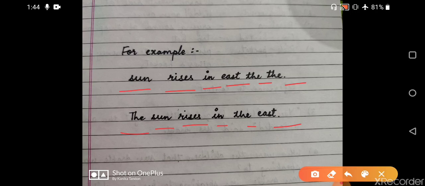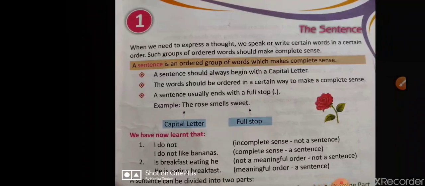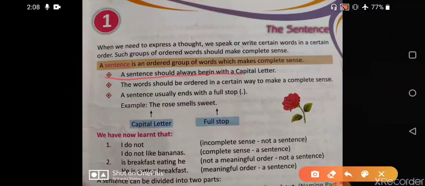The next things that we should always keep in mind is a sentence should always begin with a capital letter. This is one of the most important thing that you should keep in your minds, that whenever we are starting a sentence, the first alphabet of the first word should always be in its capital form. The words should be ordered in a certain way to make a complete sense. This I have already explained you before while I was explaining you what a sentence is.